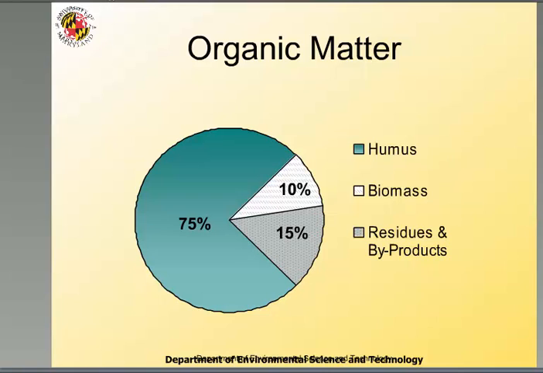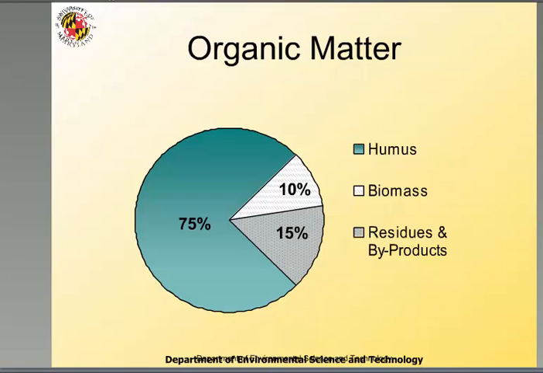Okay, so let's talk about organic matter a little. We don't talk about organic matter in terms of the size of the particle. We talk about it in terms of how alive or dead it is, essentially. And you can see from our little organic matter pie chart that in most topsoils, humus makes up more of the organic matter in your soil than the other two components.